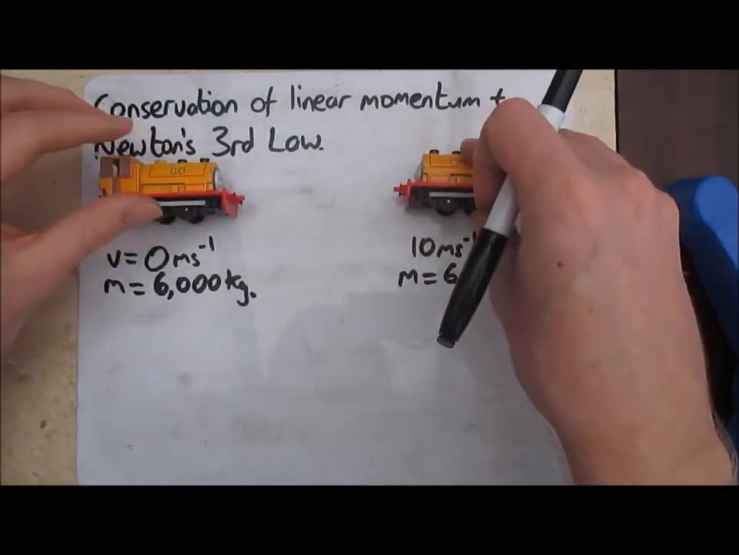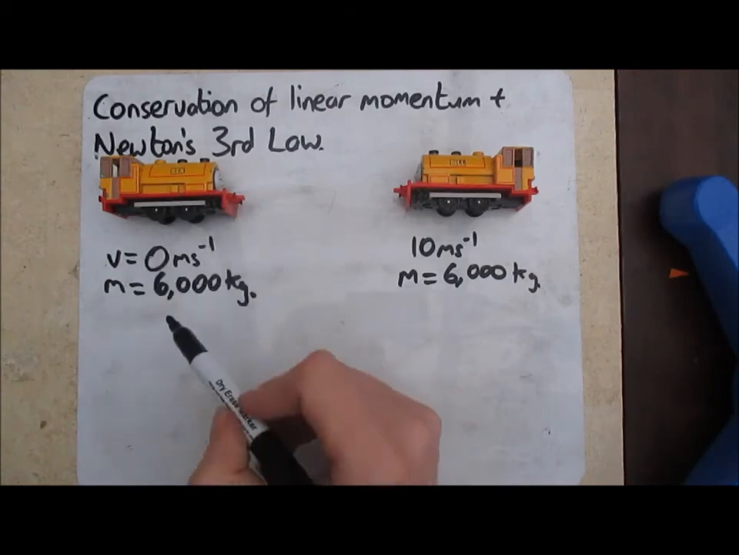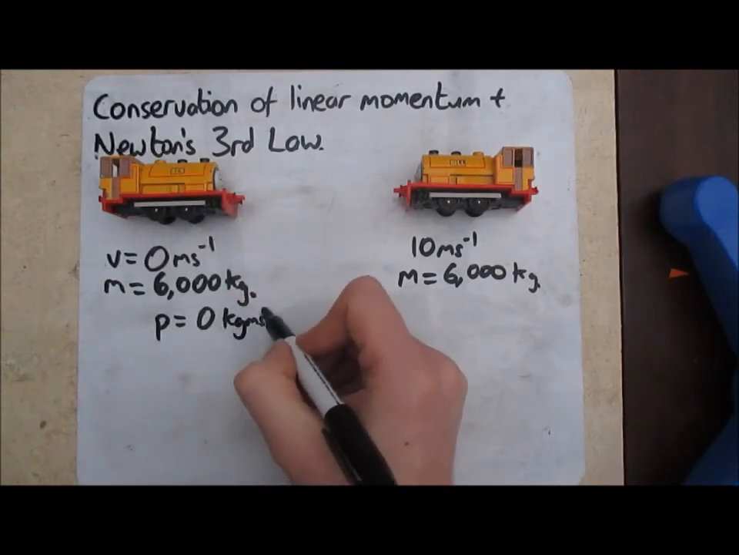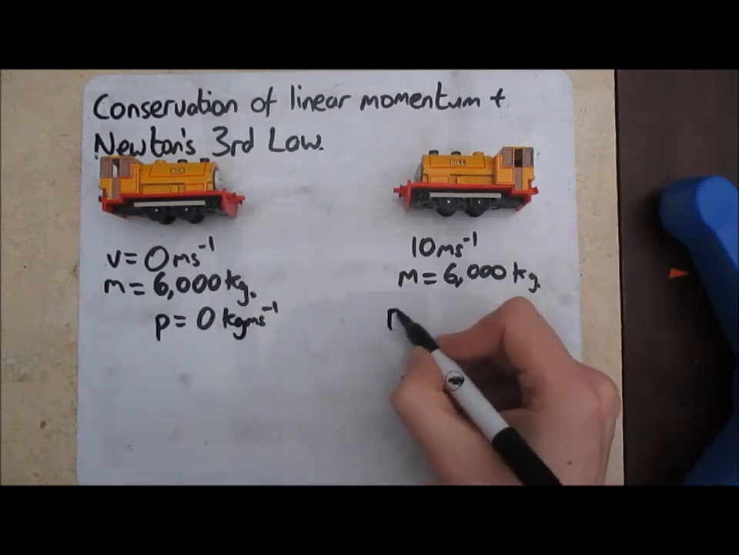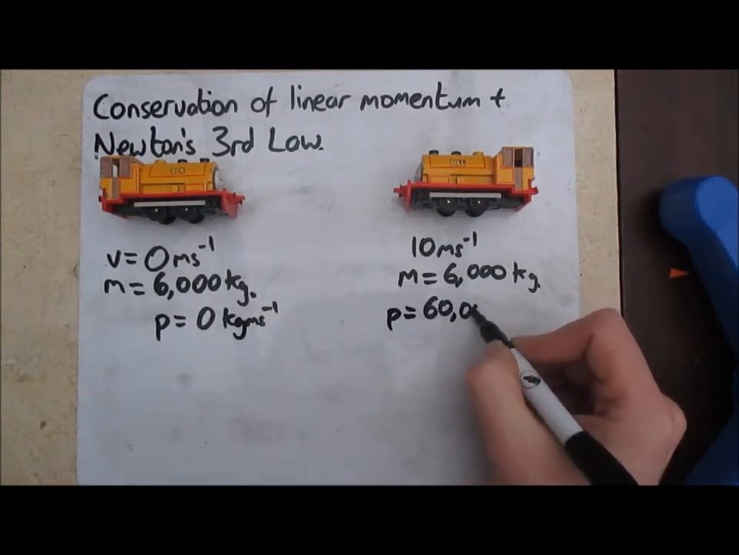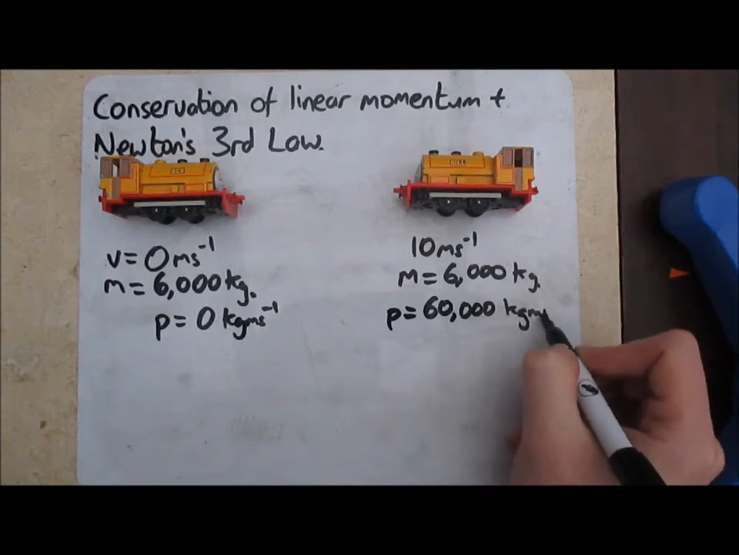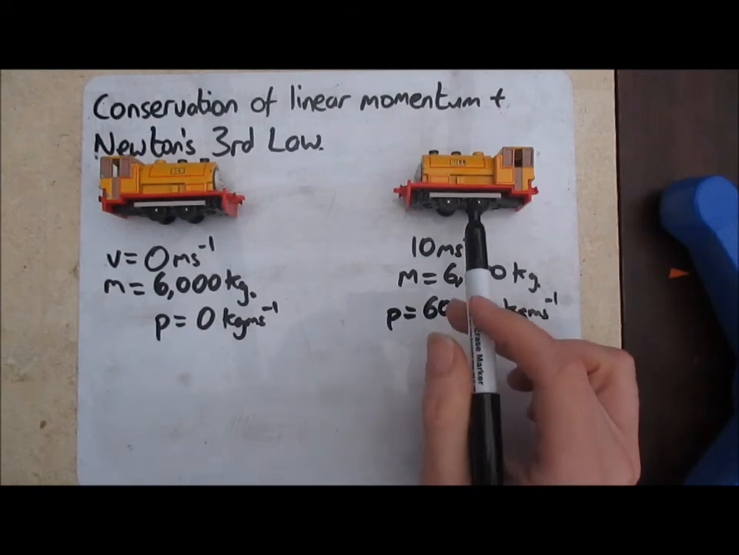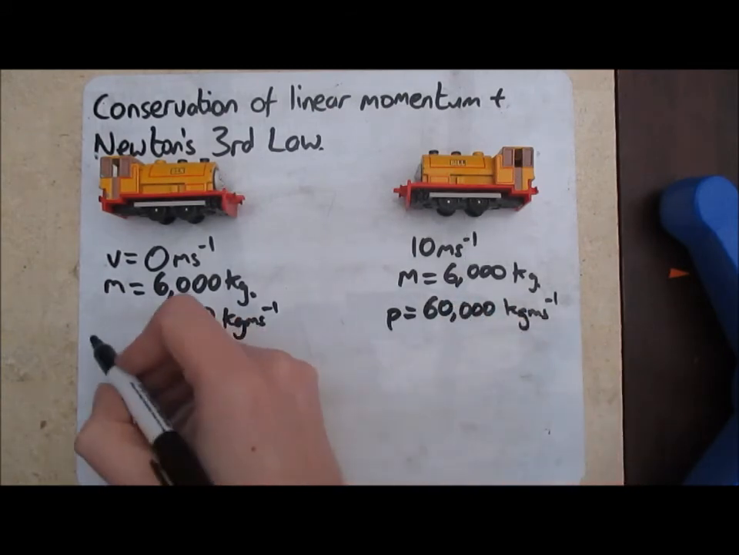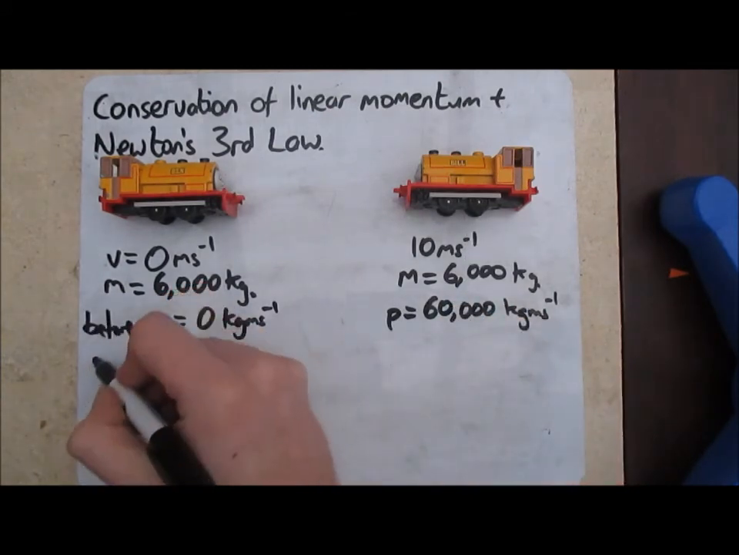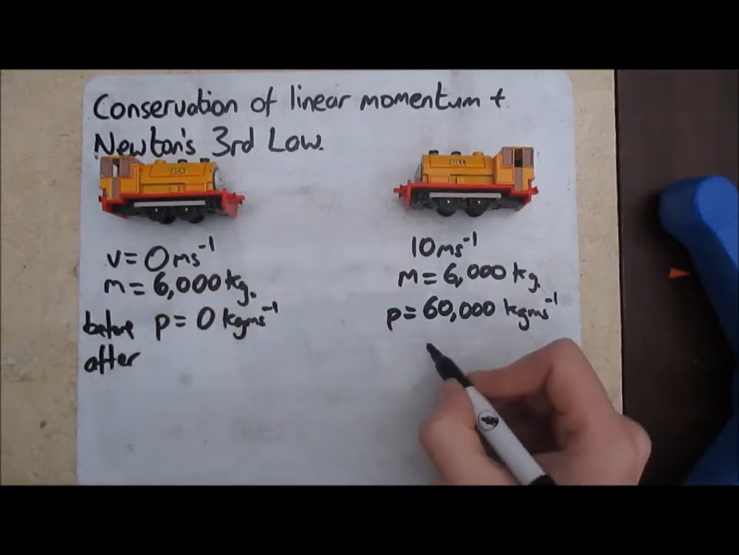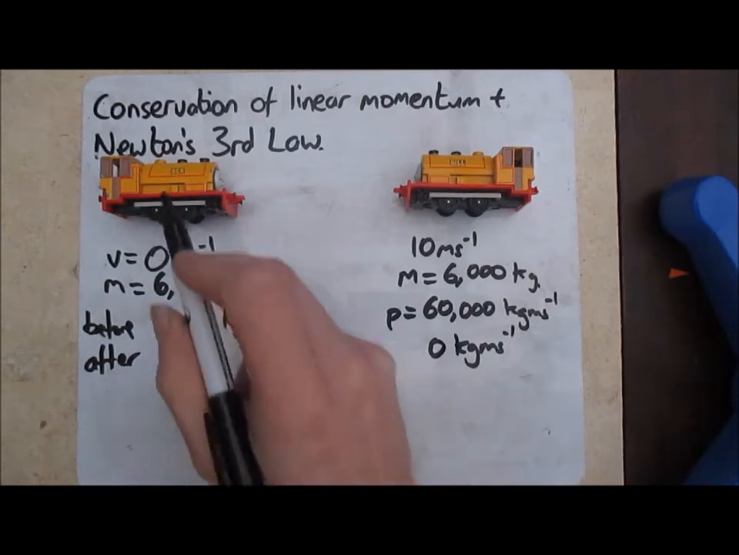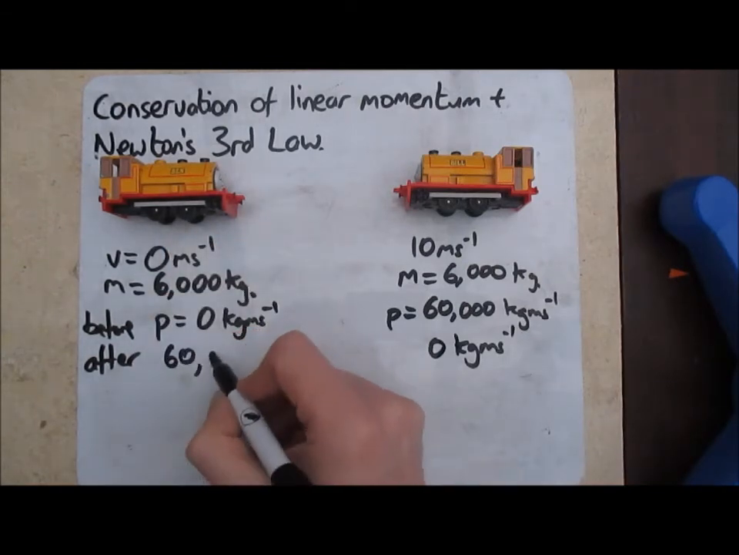Bill having transferred all his energy to Ben. So before the collision, the momentum of Ben is 0, and the momentum of Bill is 60,000. Now, if after the collision Bill comes to rest, Bill will be completely stationary. So this is before. After, Bill will have 0 momentum, which means Ben has got it all. He's got the 60,000.